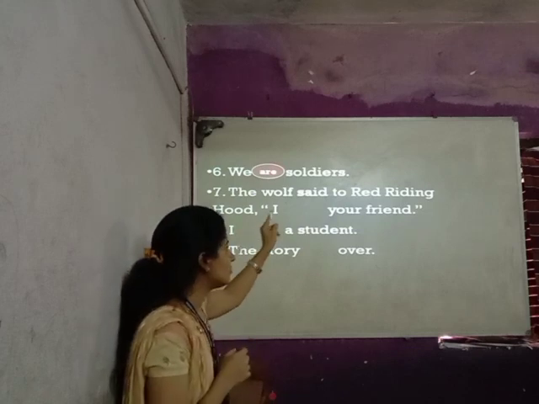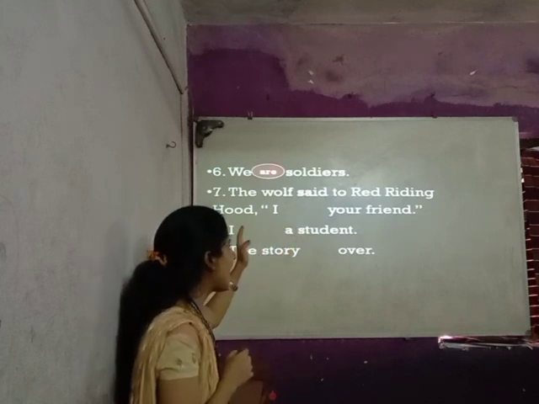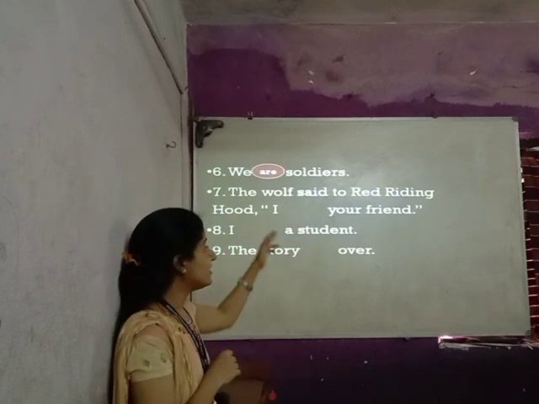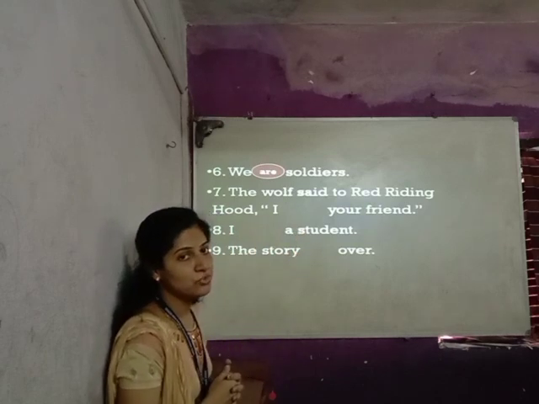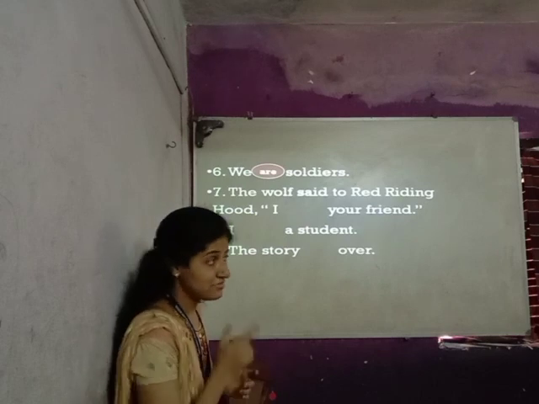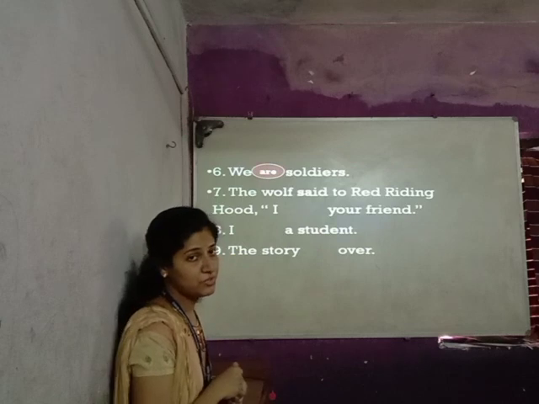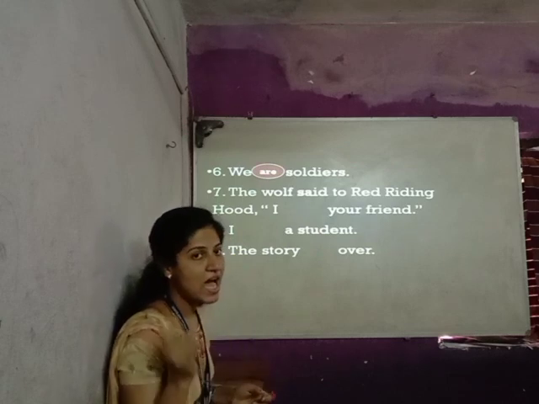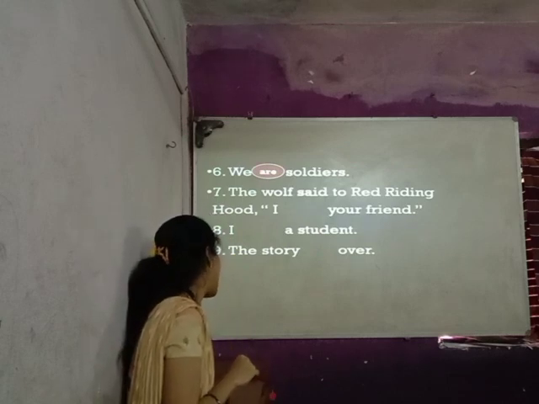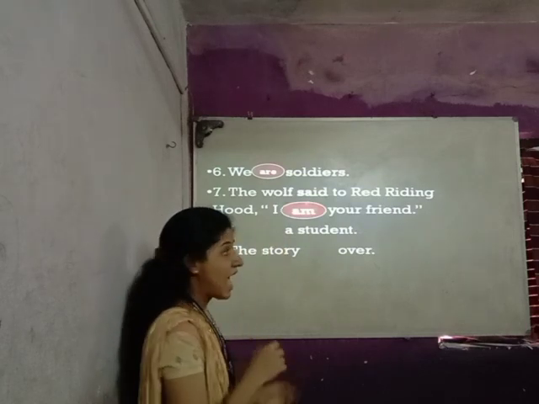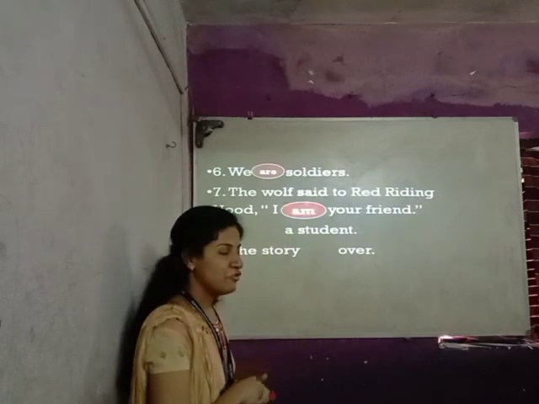Now see the number 7. The wolf said to Red Riding Hood, I dash your friend. So after the I, what must we use? Only one, that you know. Am, is or are. Correct. So the wolf said to Red Riding Hood, I am your friend.